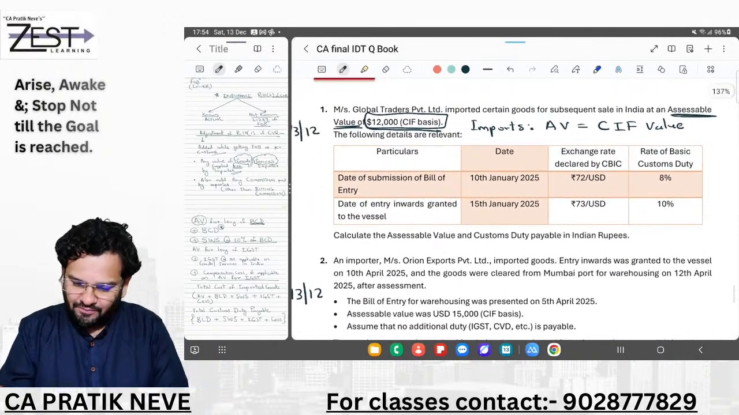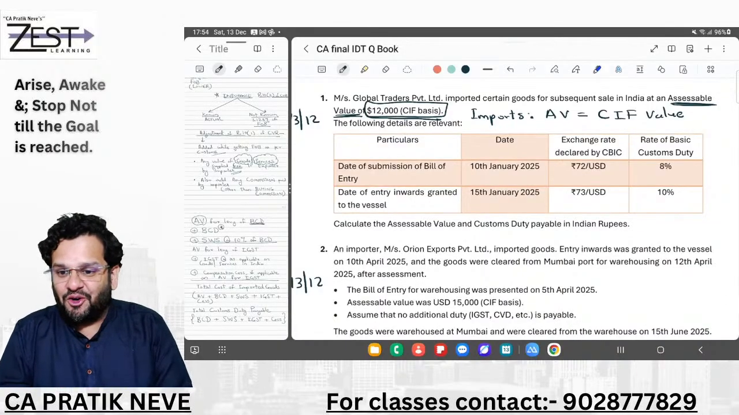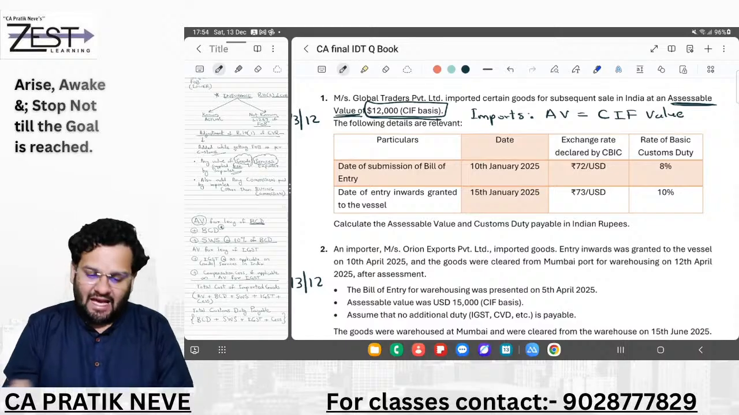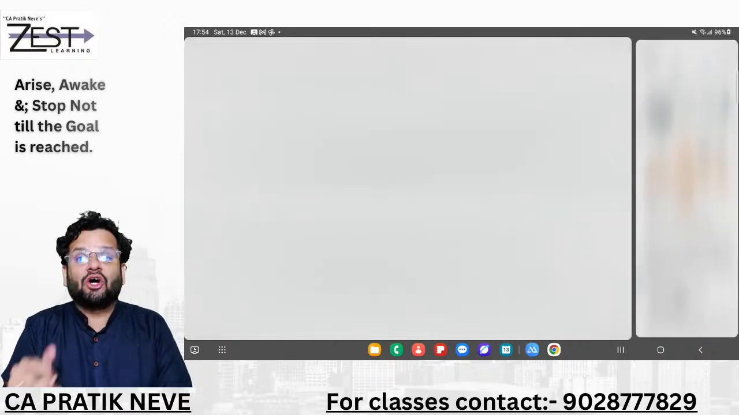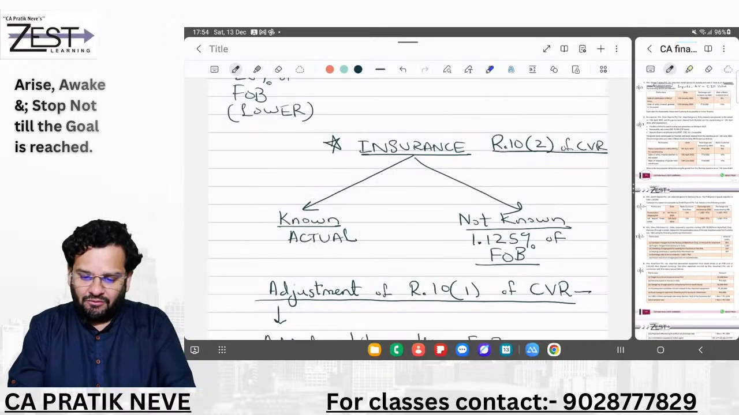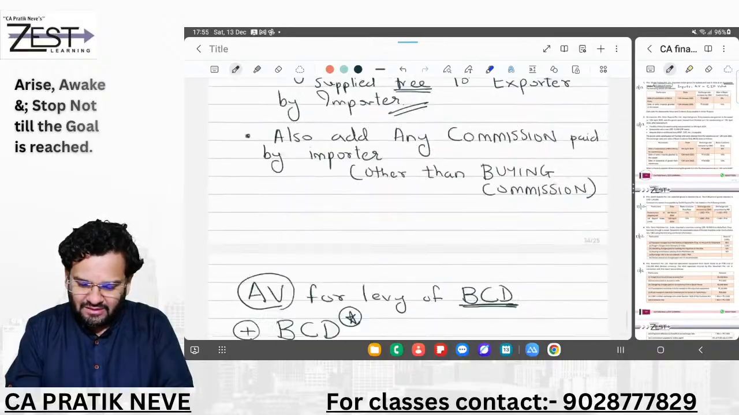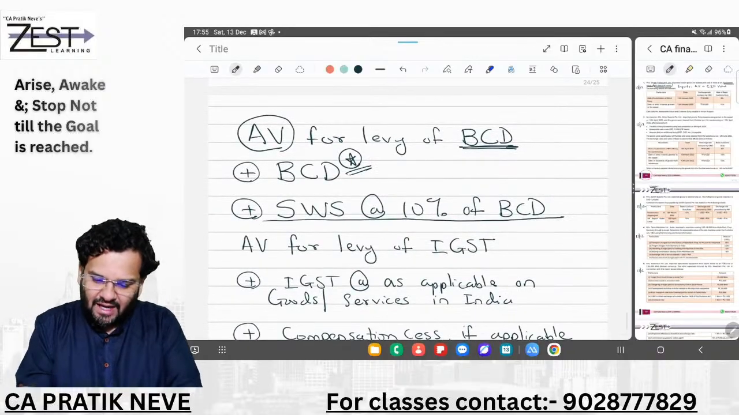See now. One thing I forgot to tell you: on which date you will take the rate of basic customs duty. I cannot go ahead without telling you that. This I had put a star mark here. BCD at what percentage?